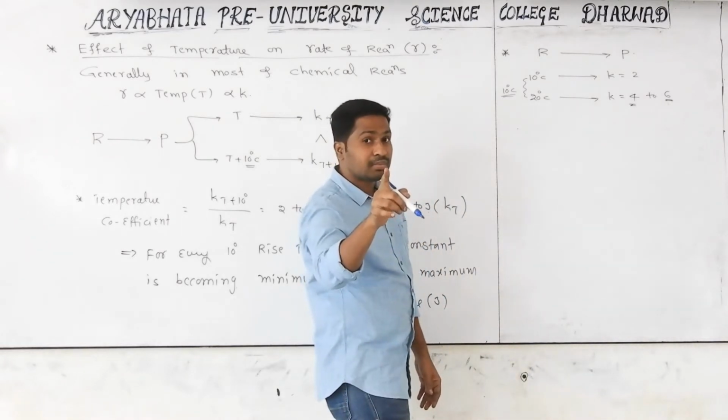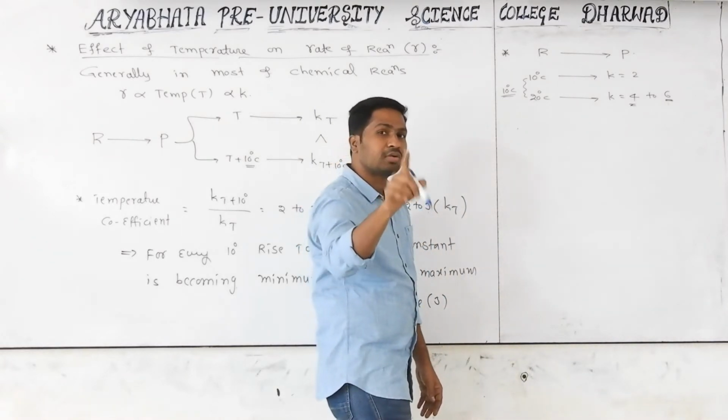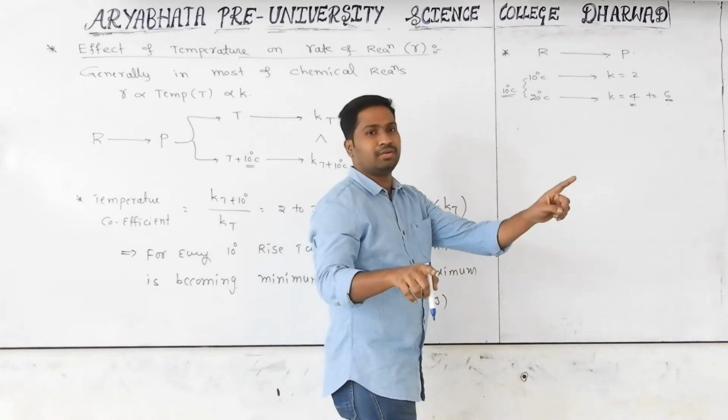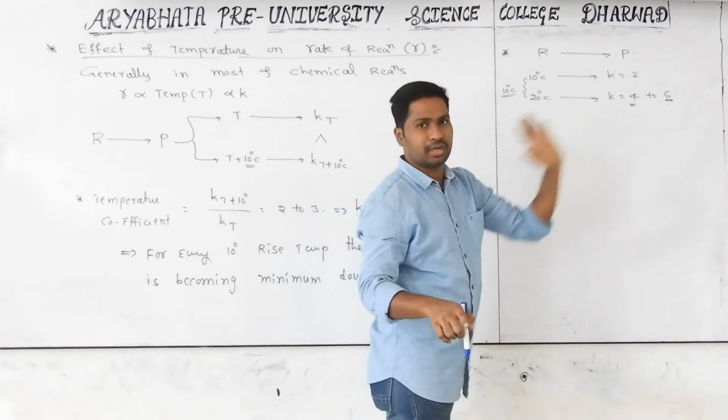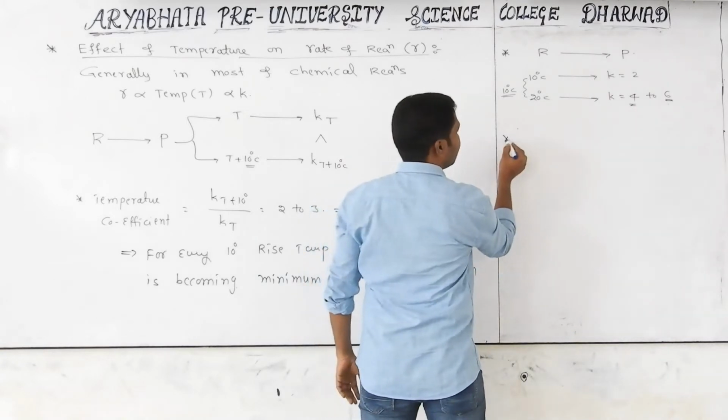For all chemical reactions, by raising the temperature 10 degrees, the rate constant value becomes at minimum double. It should be double, maybe more than double, up to triple. For example, I will give you one more question.